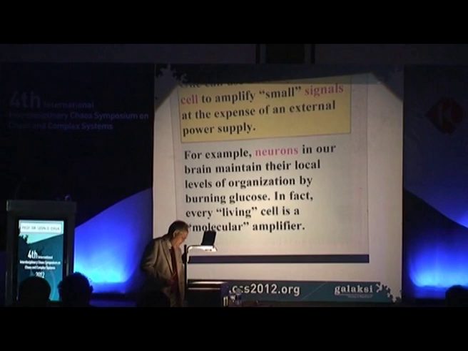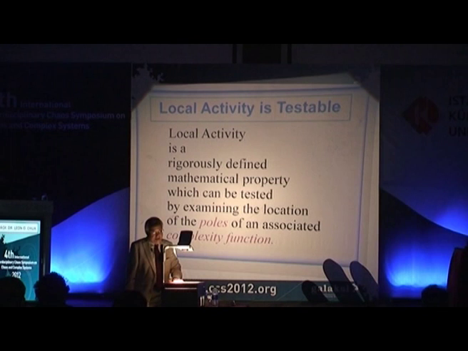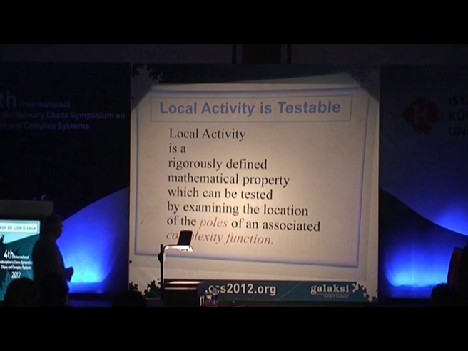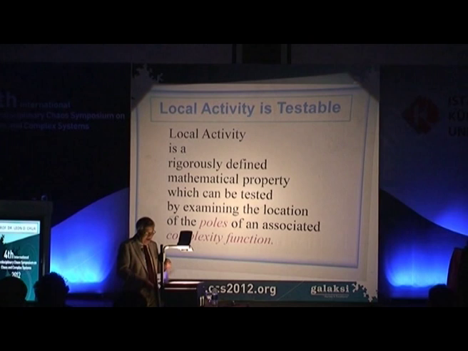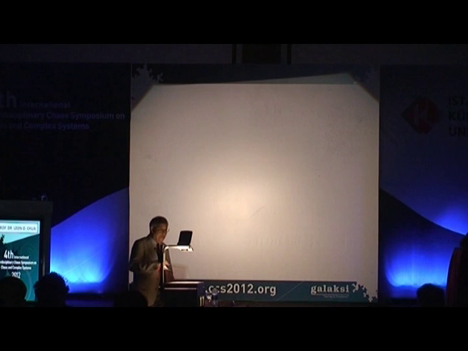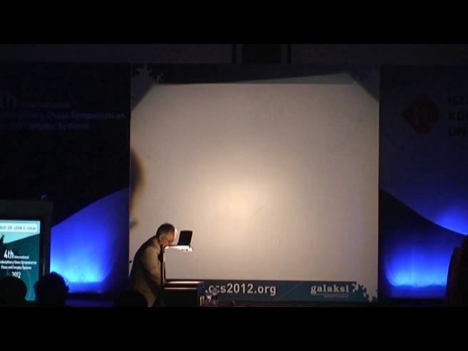And as I said, the good news here is that local activity is testable. It is a rigorously defined mathematical property which can be tested by examining the location of the poles of an associated function that I call the complexity function, that I have defined earlier. So it's something very familiar to most of you. All of you know what poles and zeros are. And the good news is you can test for complexity, or rather local activity, by just looking at whether you have a pole at a certain position.